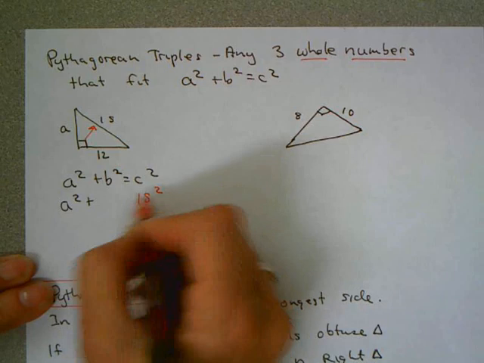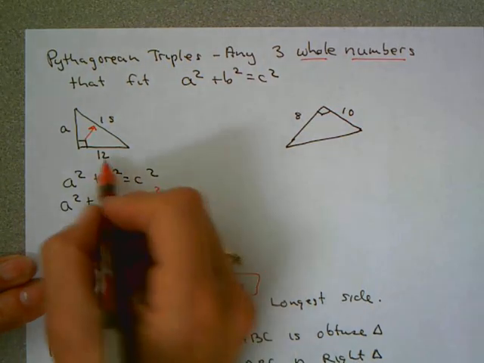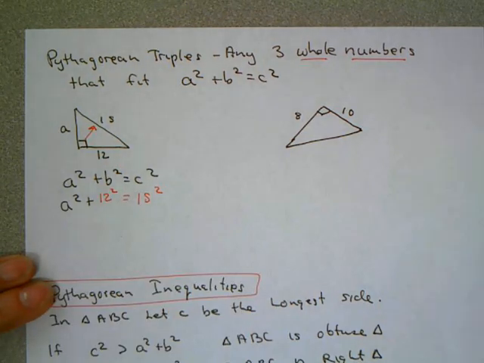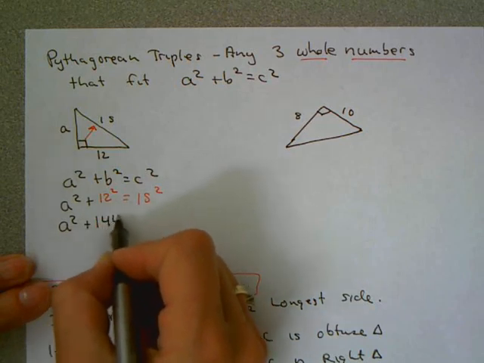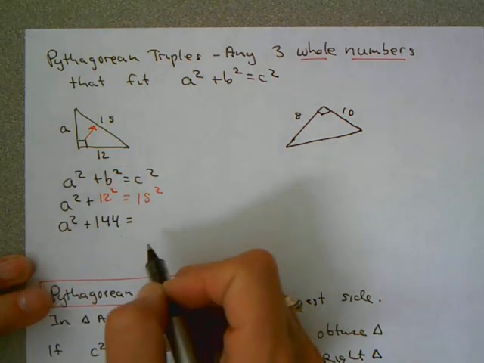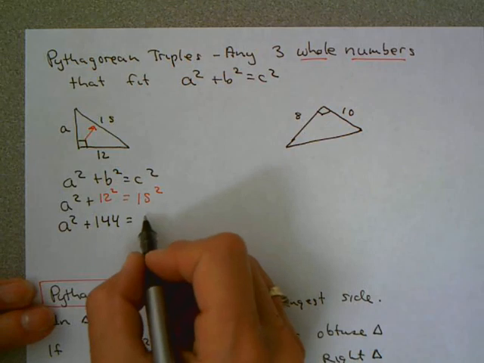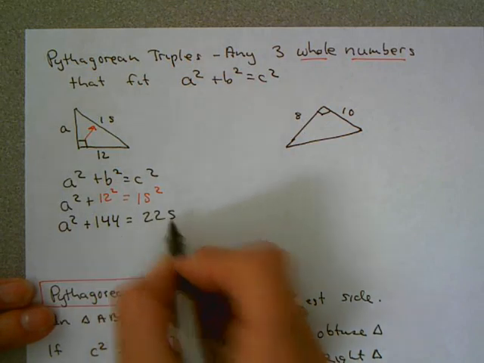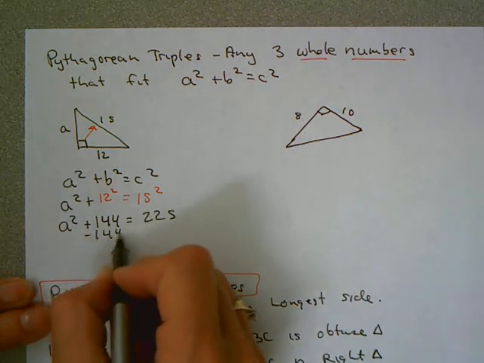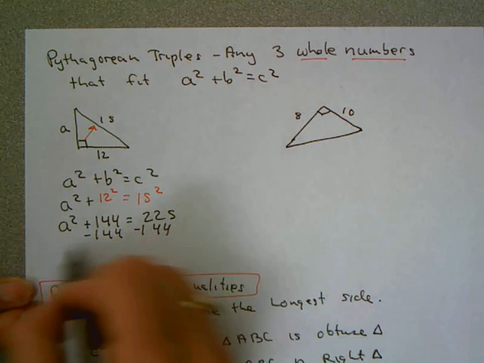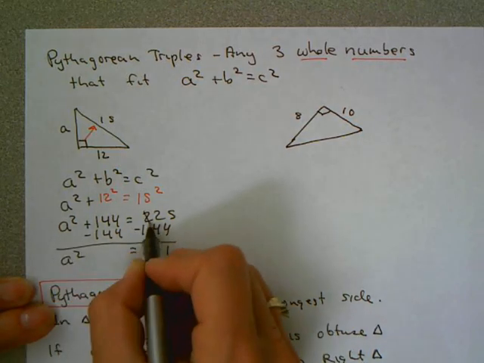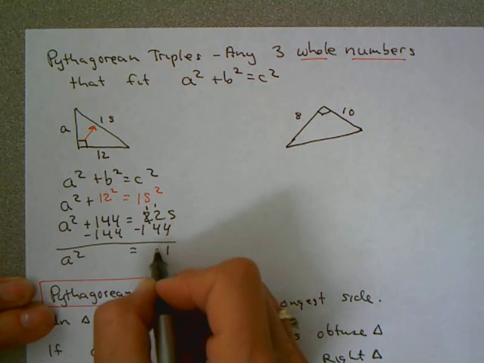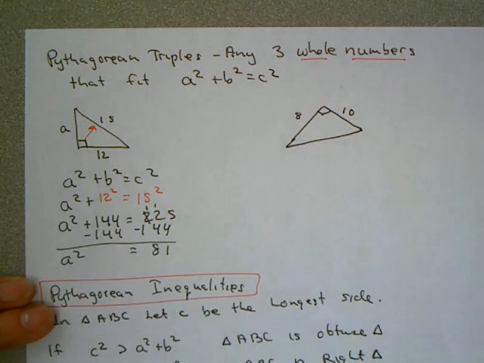Now, Pythagorean triples. They're any 3 whole numbers that fit a squared plus b squared equals c squared. So you might be given something like this and asked, hey, find a. Does it make a Pythagorean triple? And you would say, well, a squared plus, let's see, which is c? C is across from the right angle, so I'm going to put 15 squared here. And b squared must be here then.